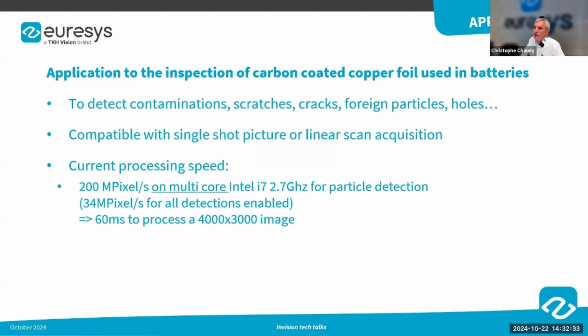One typical application for EasySpotDetector is the inspection of the carbon-coated copper foil that is used in battery manufacturing. So it's important in that use case to detect contamination, scratch, hole, and particles in this foil to be sure that the battery will be safe. Today, the current version can process approximately 200 megapixels per second on an Intel CPU. That's approximately 60 milliseconds to process a 12 megapixel image.